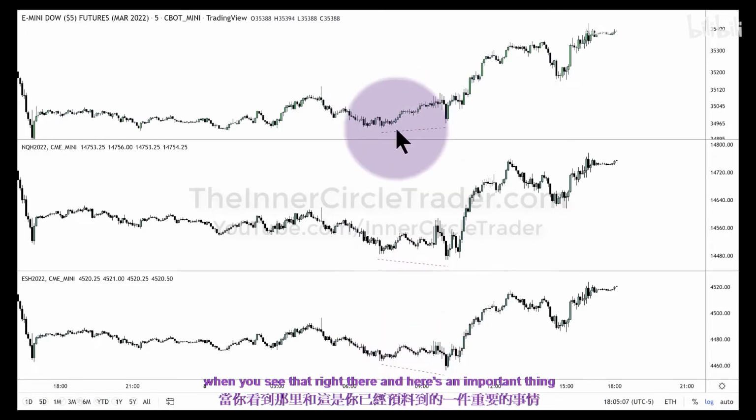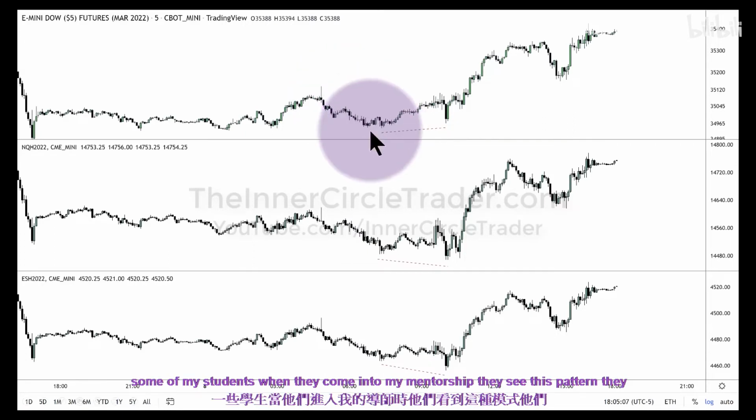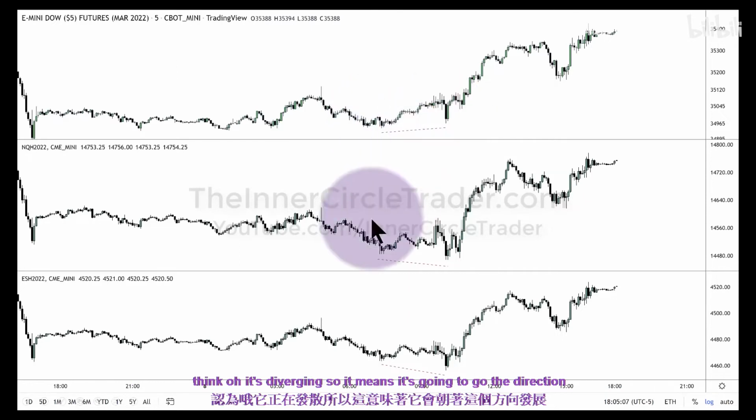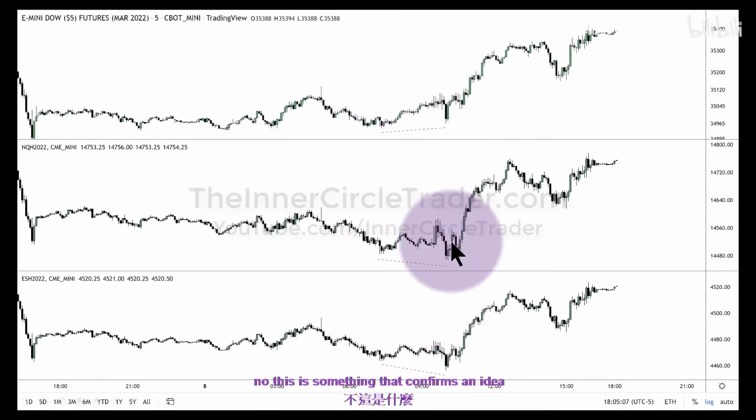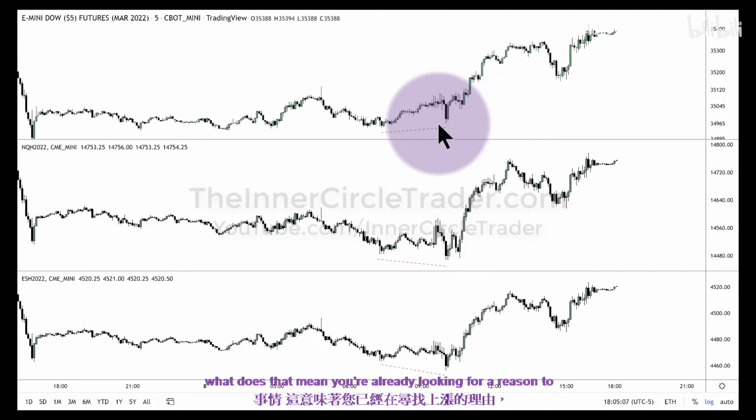When you see that right there, and here's an important thing, you anticipated it already. You're not looking for this. Some of my students, when they come into my mentorship, see this pattern and think, oh, it's diverging, so that means it's going to go the other direction. No. This is something that confirms an idea that you had already established before price does what it's doing in real time. What does that mean? You're already looking for a reason to go higher. So that means you're looking at an old low. Does it trade below the old low? Okay. Does it have a shift in market structure that's bullish? Yes, we saw that in the S&P, but we did not see it in NASDAQ.